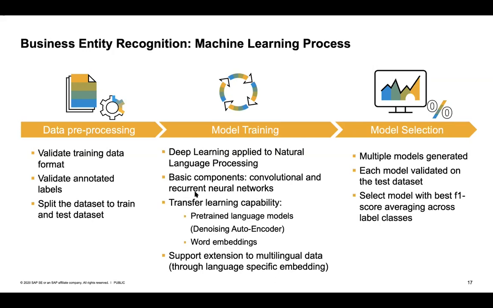Then the third step in the machine learning process is post-processing. Once the training is complete, we would have multiple models generated. Now we use the test set that we set aside in the pre-processing stage to calculate the F1 scores for all these models. And the model with the highest F1 score is chosen as the best model and is uploaded to MLF's model repo, from where we can use it for inference.